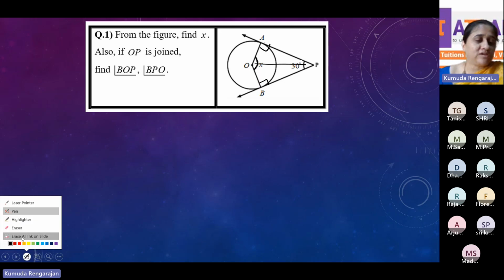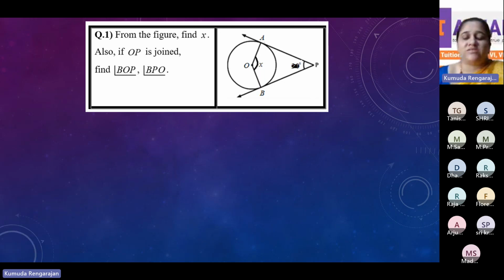Supposing this was not given, and this is y. Find x plus y. The question is find x plus y. We're taking a different situation. So now this is 90, this is 90, because radius is perpendicular to tangent. So 90 plus 90, 180.